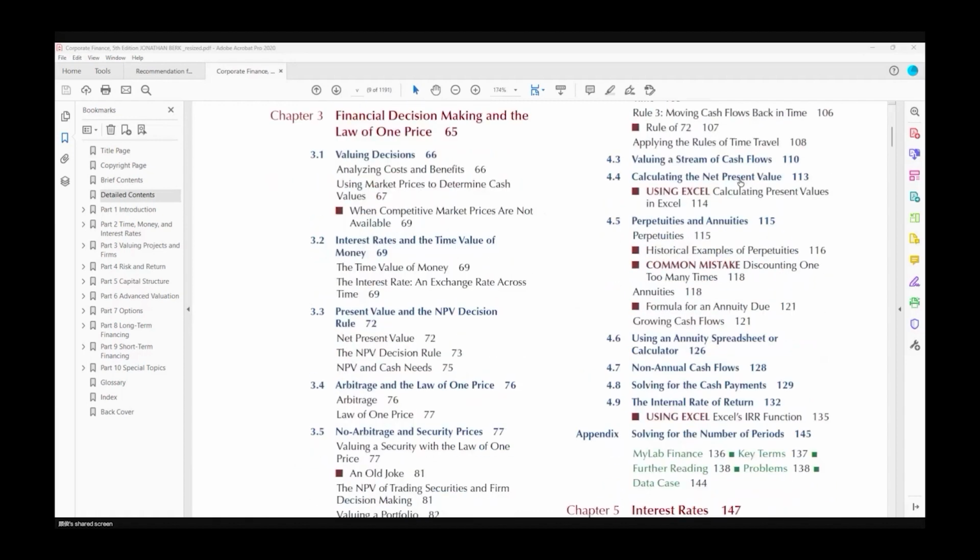Now, when calculating the present values or future values, we deal with a stream of cash flows, right? And what is a stream of cash flows? Let's see.